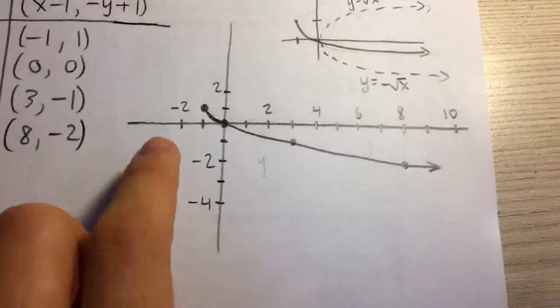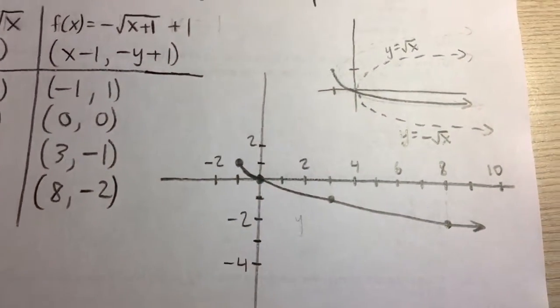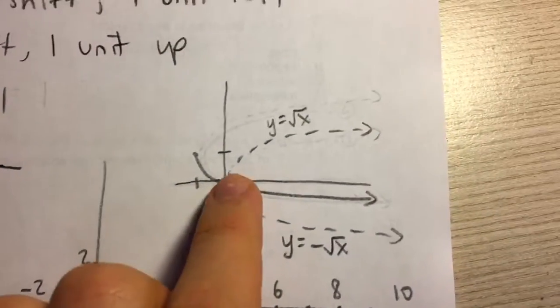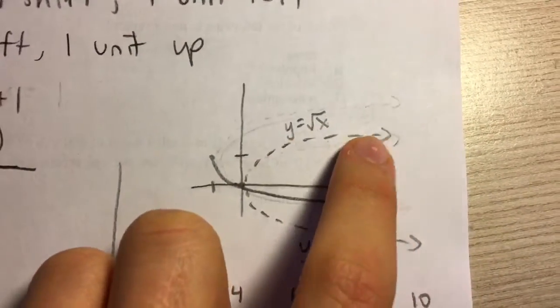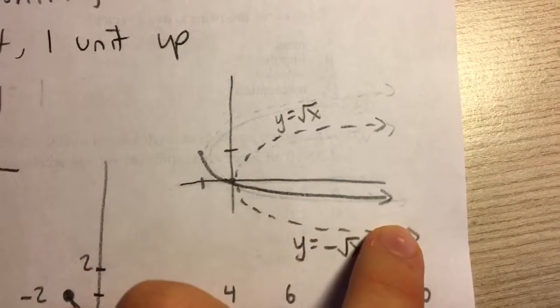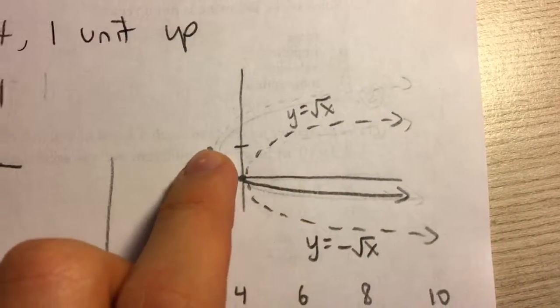And so I can plot these 4 points, and you're going to see this is what our graph looks like. You can see that this dotted line here is the square root of x. This bottom dotted line is negative the square root of x, and then I shifted it 1 unit left and 1 unit up.